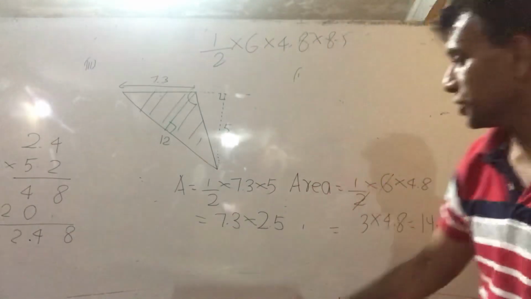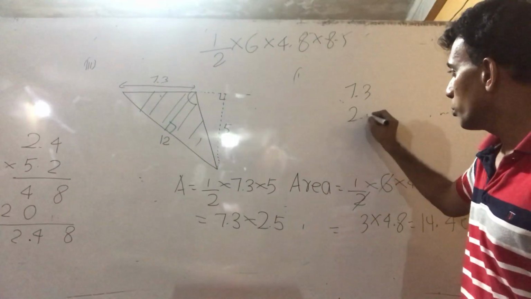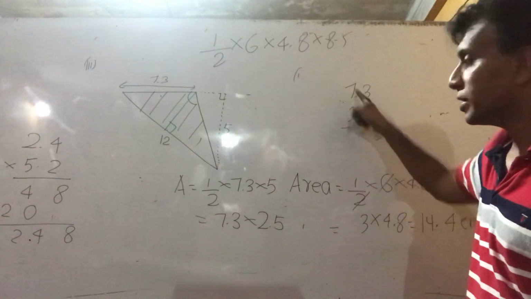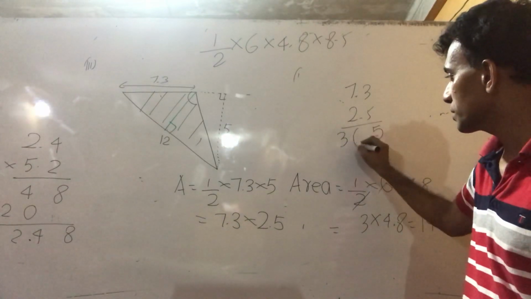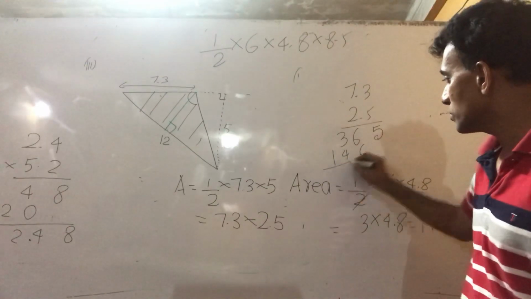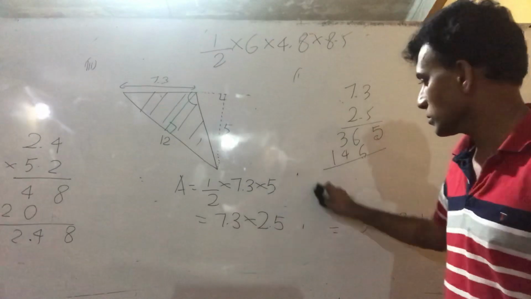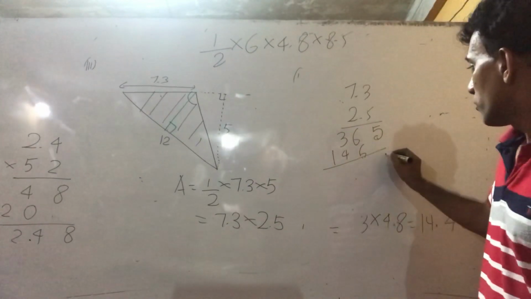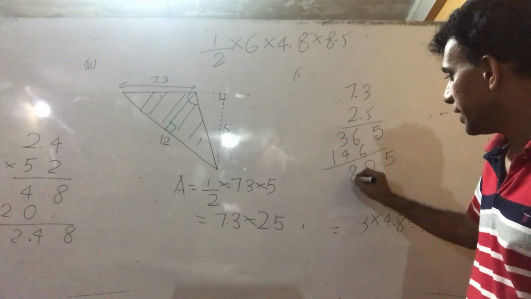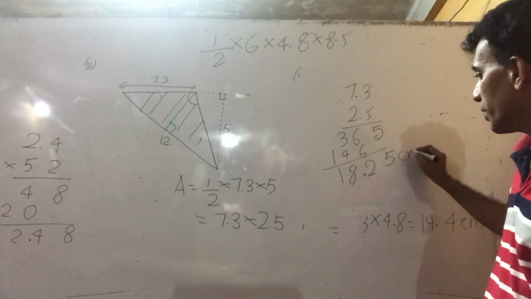What if you multiply these two? 7.3 times 2.5. 15, 1 remaining, 35, 36, 2 times 3 is 6, here 14. Now add this: 5, 6, 6, 12, 1 rest. Here 8, is it okay? Check that. 18.25 centimeters squared.